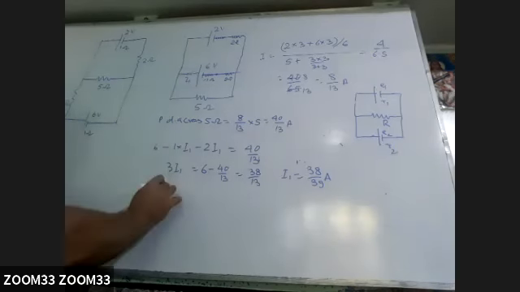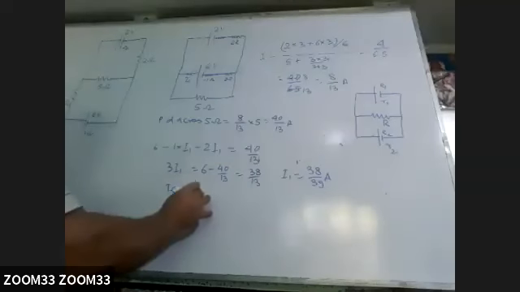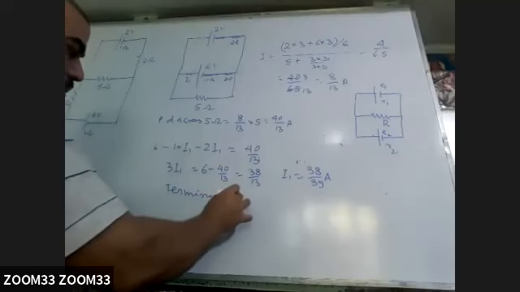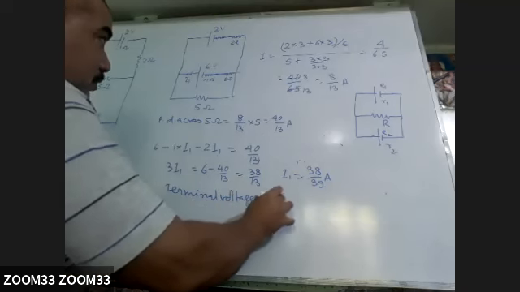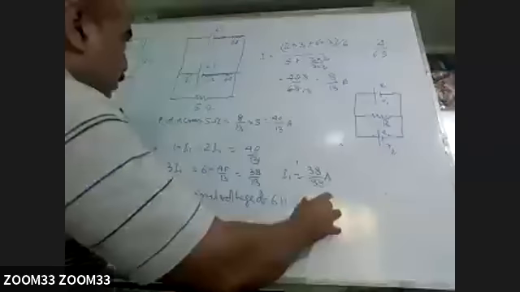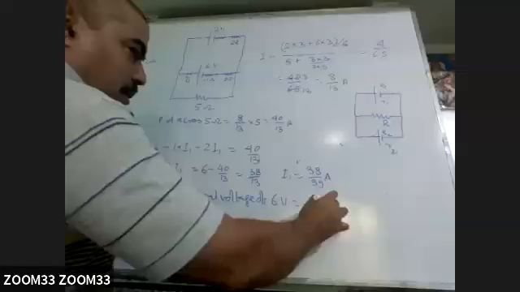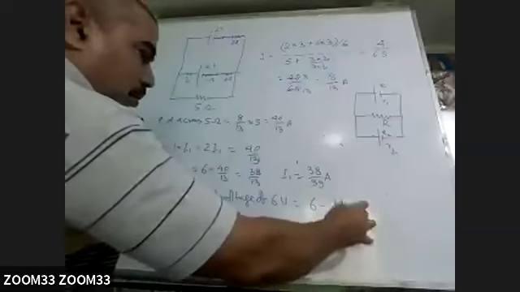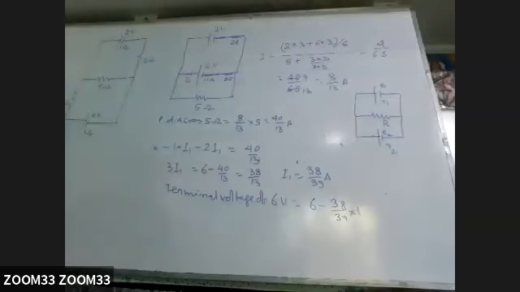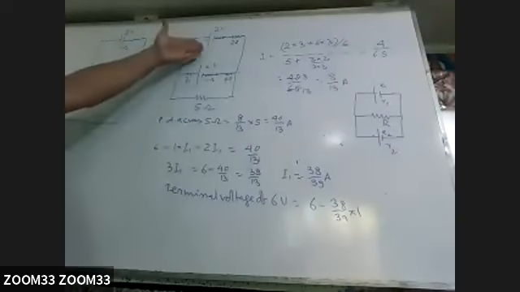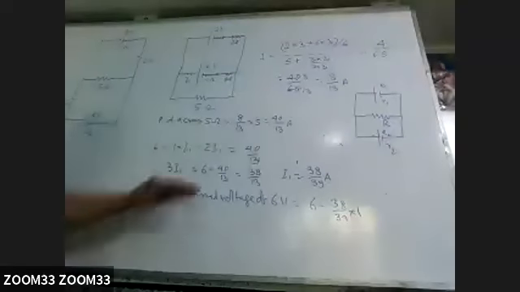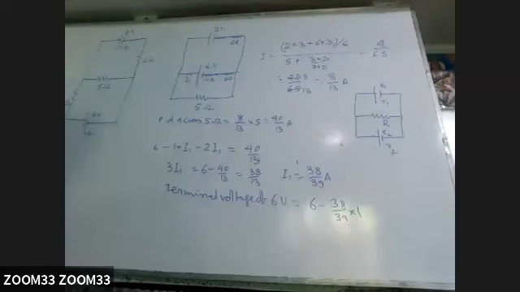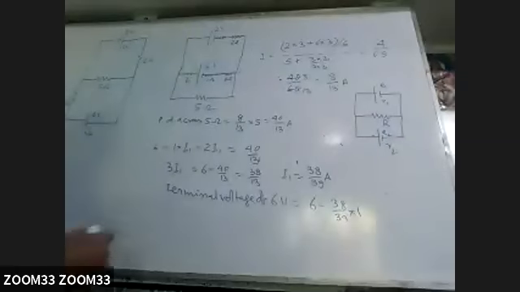Now, what is the terminal voltage? The voltage will become 6 minus 38 by 39 into 1. That way, if you are asked for the other cell, then we have to find I2. So I minus I1 you can find, and then in the same way you can find the potential difference, the terminal voltage, across the 6 volt and 2 volt cells.